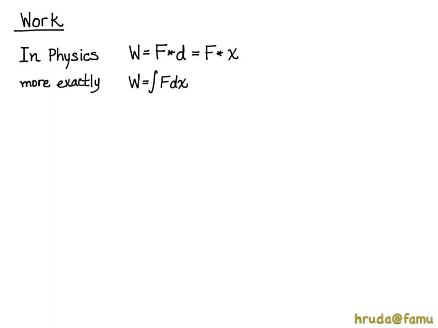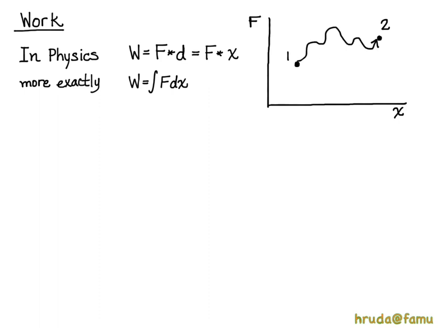Let's talk about work. In physics you learned that work was force times displacement, or you could say force times distance. But more exactly, work is the integral of a force working through a displacement. So if you were to plot force versus displacement, going from one place or one state to another, and you took this wiggly path, the work would be the integral of this function in going from 1 to 2, or it would be the area under the curve.